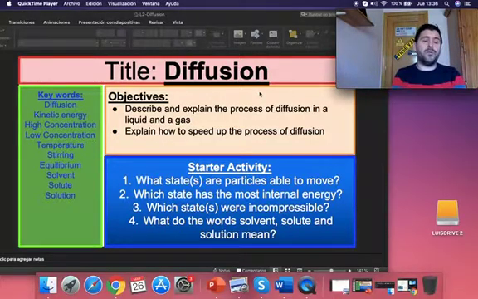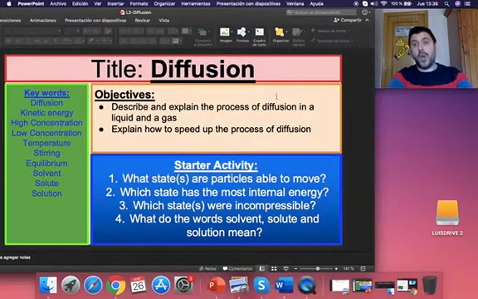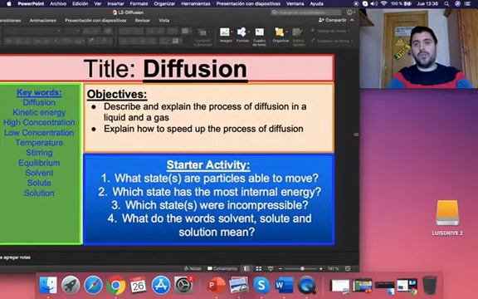So the keywords that we're going to learn today are diffusion, kinetic energy, high to low concentration, temperature, stirring, equilibrium, solvent, solute, and solution, okay? Again, I recommend you go over these keywords and try to define them and put examples, okay? Don't worry, we will go slowly and we will be able to know at the end what diffusion means.